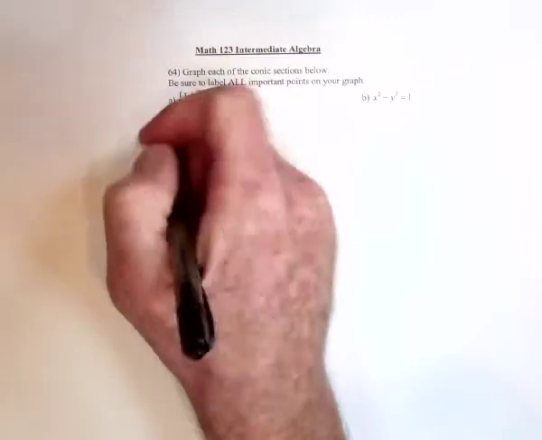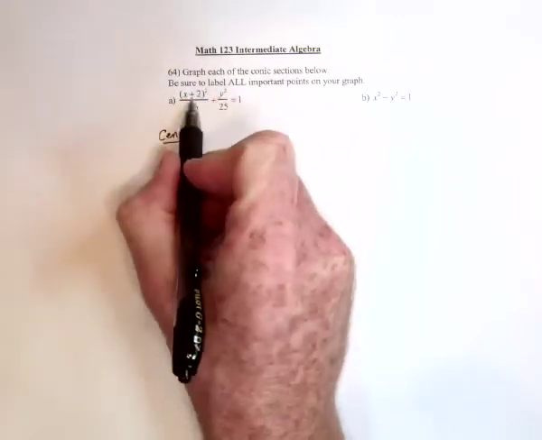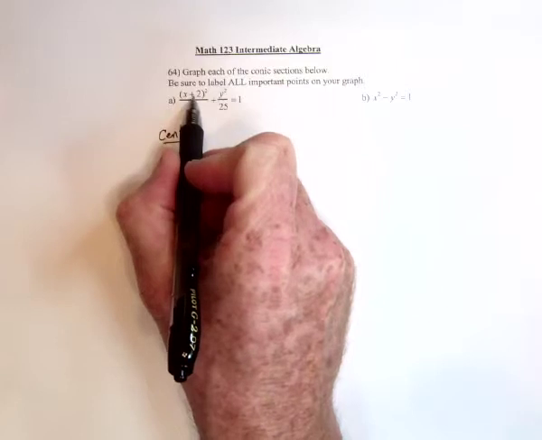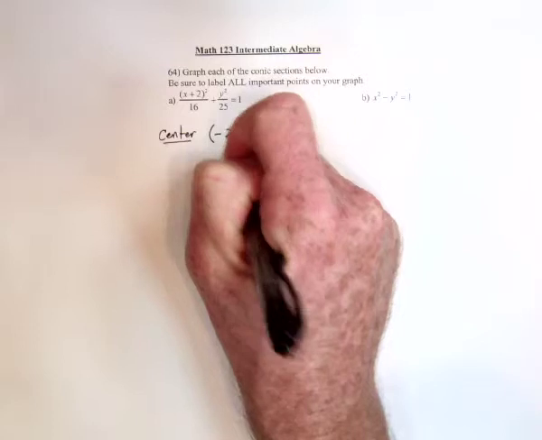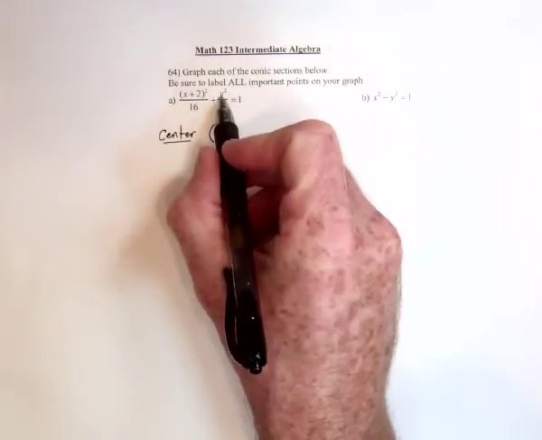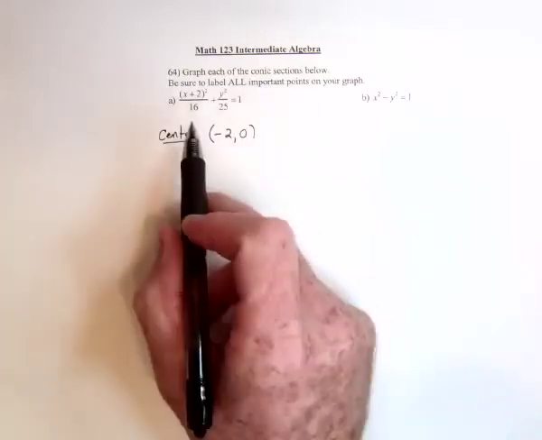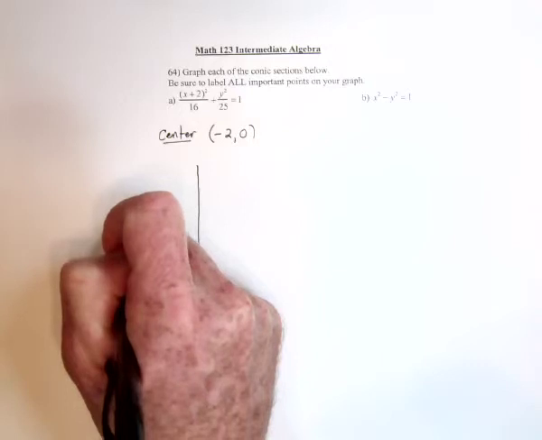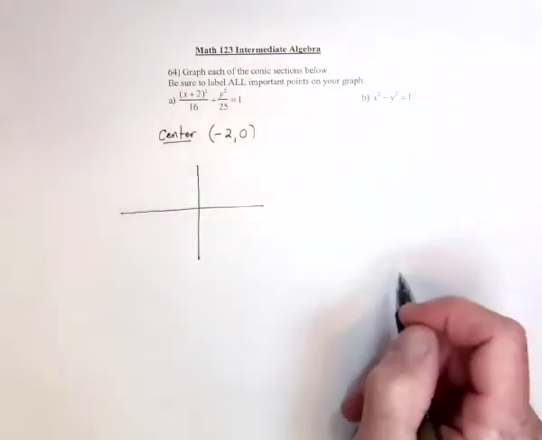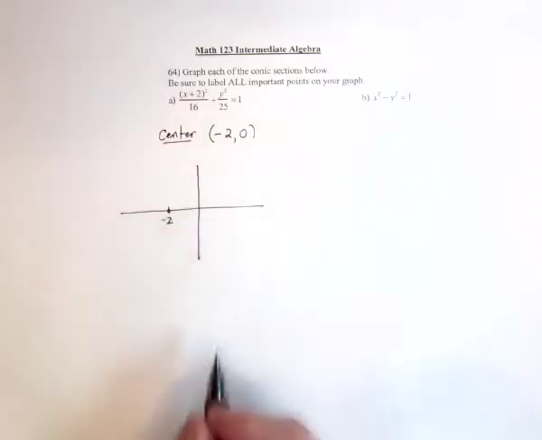First of all, the center. This one is not centered at the origin because of this information right here, that plus 2 on the x is actually shifting it to the left. Since there's no extra information on y, then that's just 0. And then what we'll do is have it centered at negative 2 comma 0.